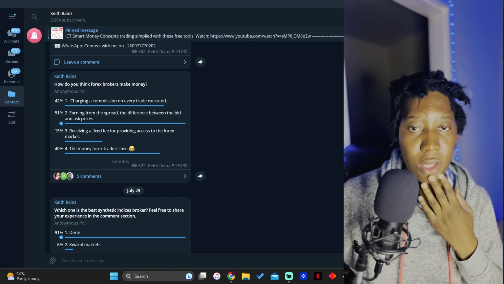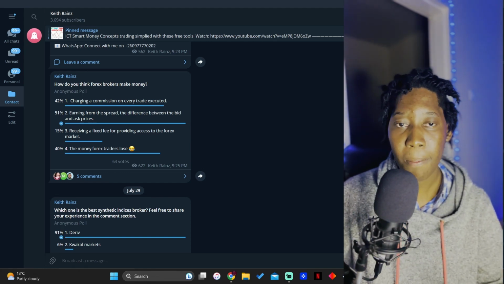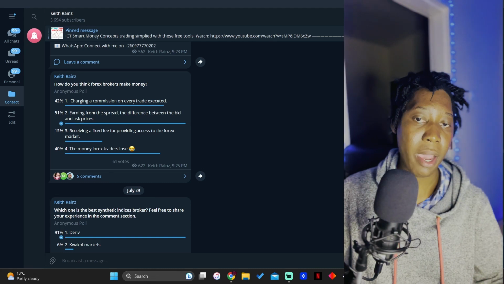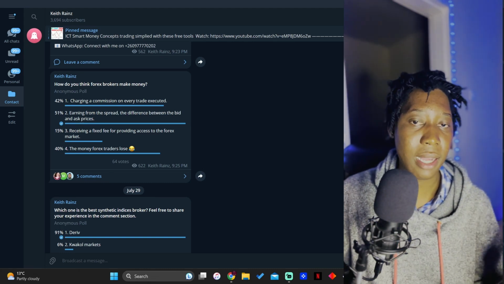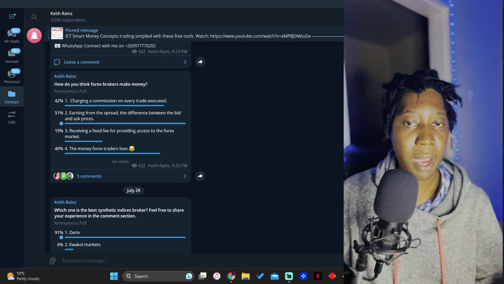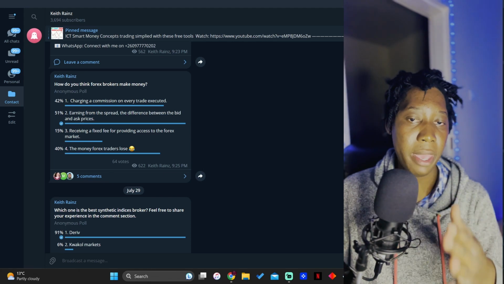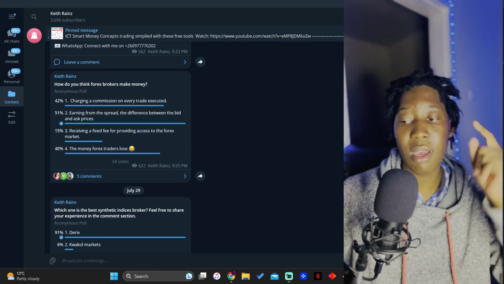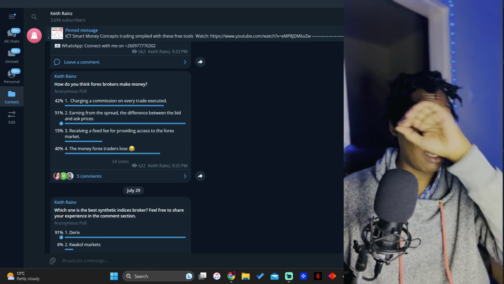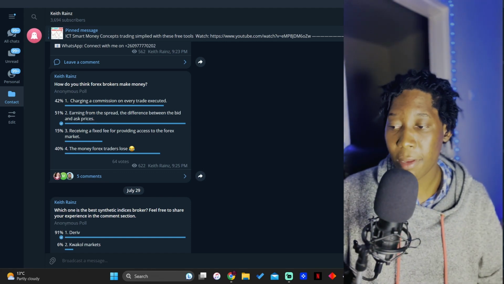the ask. So if you open your Forex chart, let us say a currency pair, you're not going to buy and sell at the exact same rate. Different brokers are going to have their own buying rate and their own selling rate. So the difference between the buying and the selling rate is the spread. Some brokers have a big spread, others a small one. So this is how they actually make money.